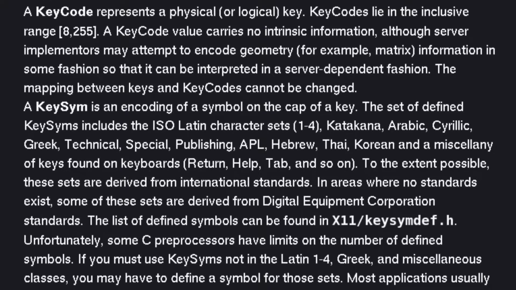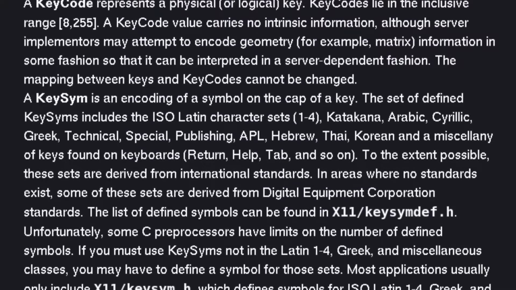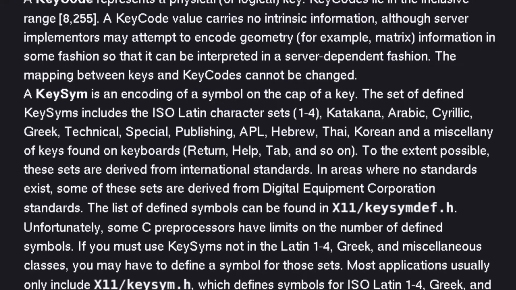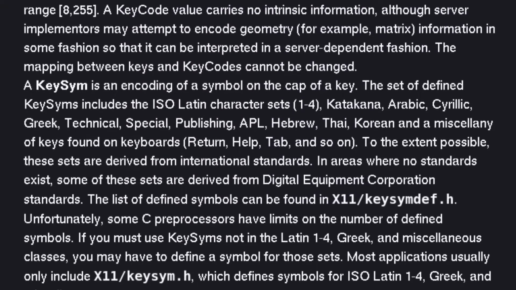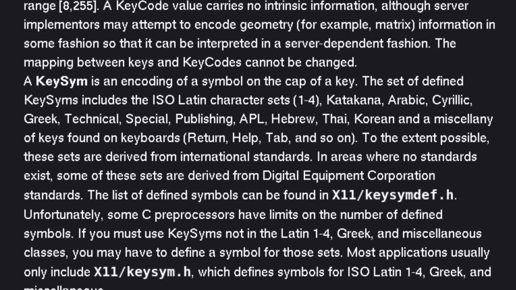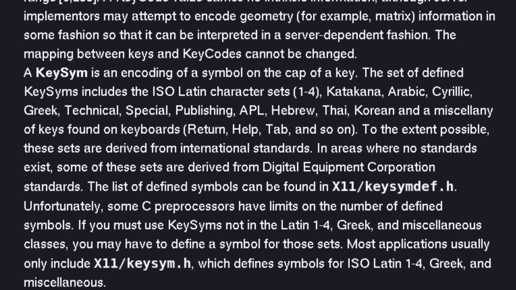So you want to convert a key code into a keysym without the help of XKB? Well, you're in for a world of hurt. A key code represents a physical or logical key. Key codes lie in the inclusive range of 8 to 255. A key code value carries no intrinsic information, although server implementers may attempt to encode geometry, for example matrix information, in some fashion so that it can be interpreted in a server-dependent fashion. The mapping between keys and key codes cannot be changed.